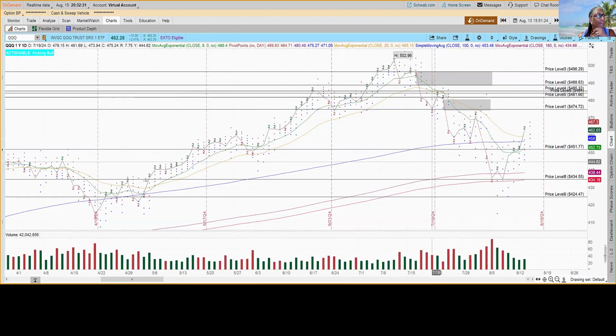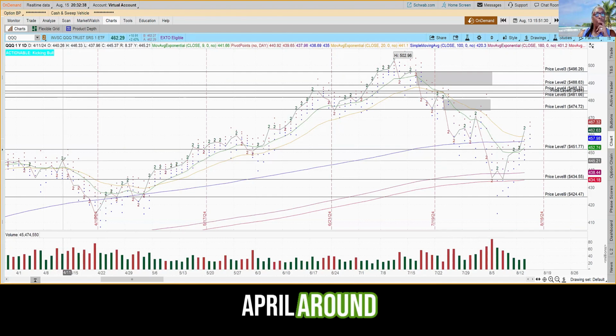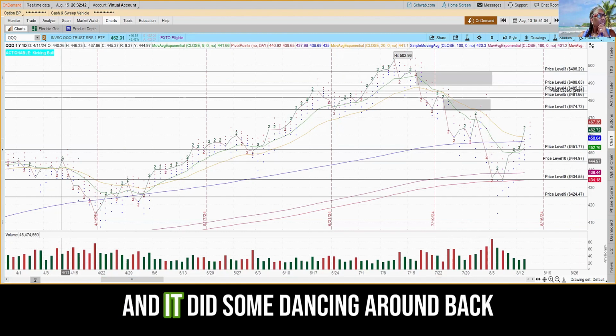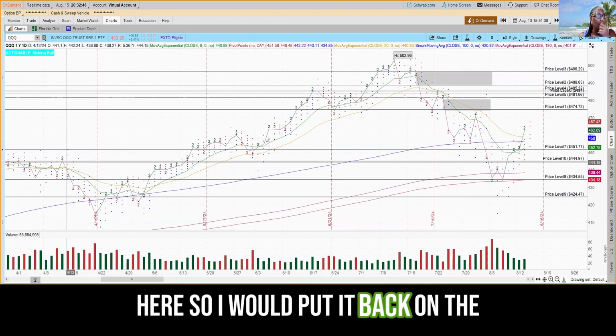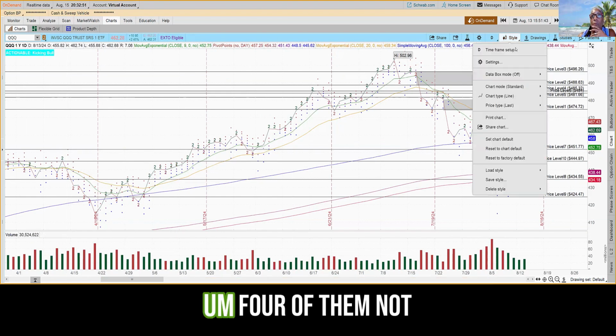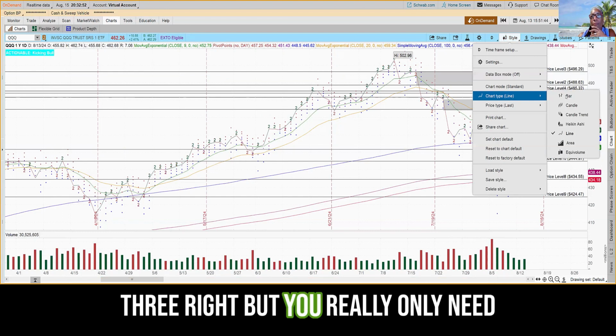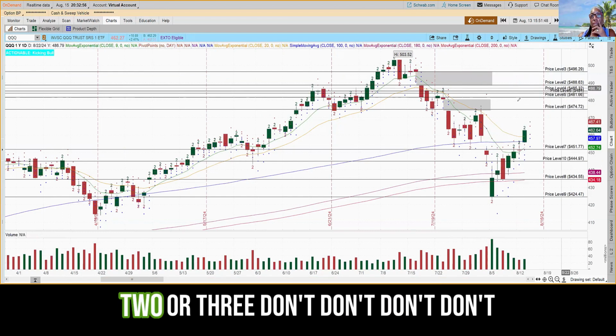If we go back, it's back a ways though. There is a line back here in April around the 445 level, and it did some dancing around back here, so I would put it back on the chart. So actually, 4 of them, not 3, right? But you really only need 2 or 3.